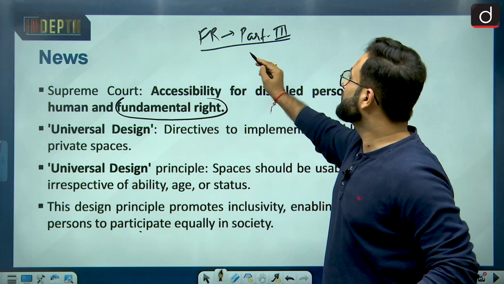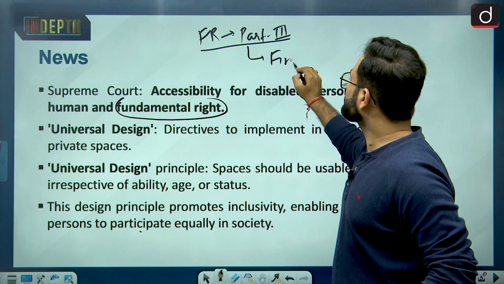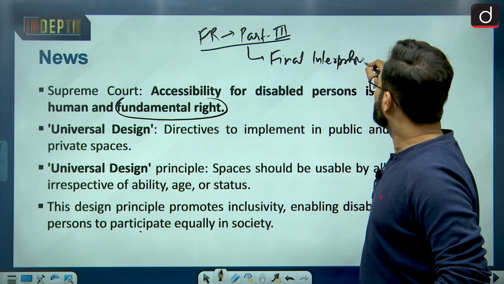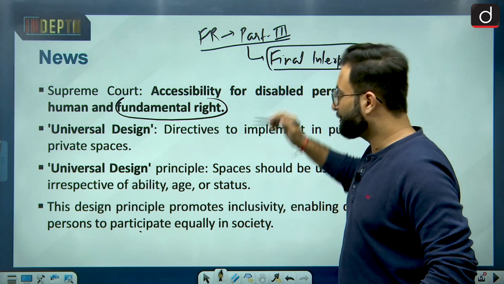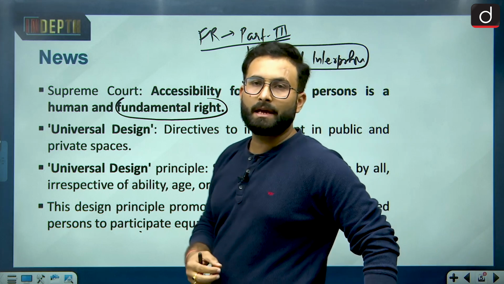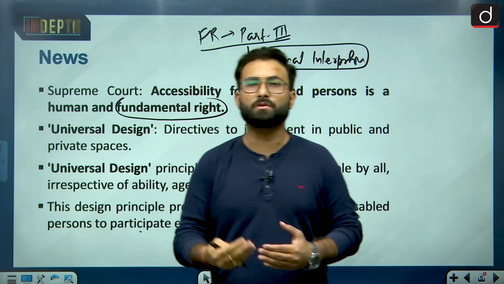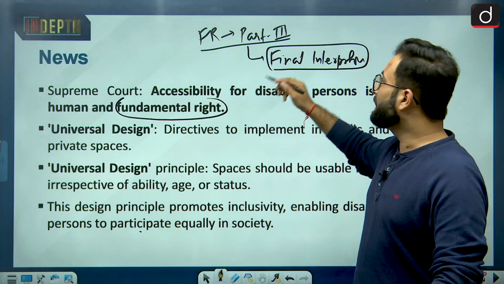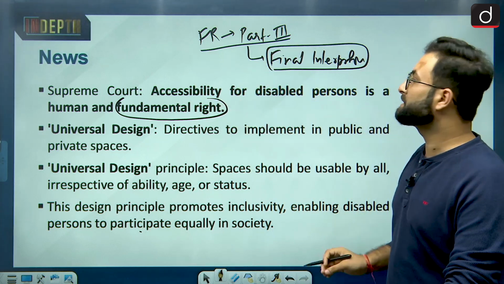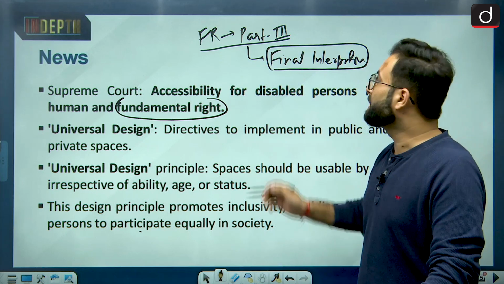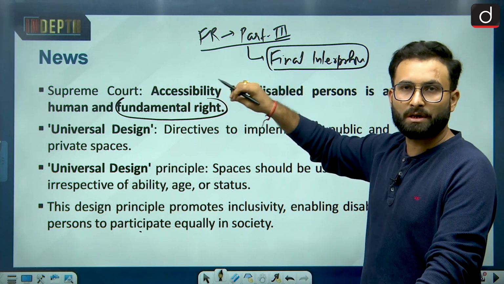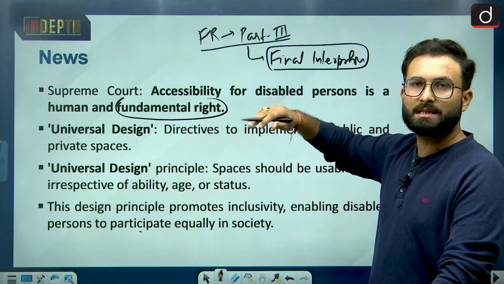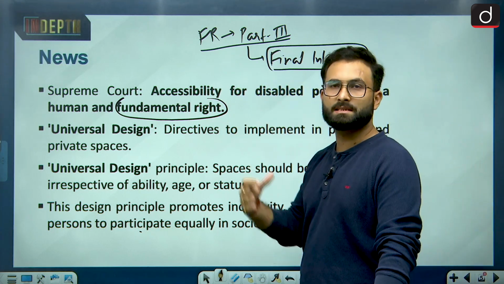So the Supreme Court is basically the final interpreter of the Constitution. With that kind of power, they interpret the Constitution, or you can say they have the final say on the provisions of the Constitution, and they have interpreted Part 3 in a way that they have said that accessibility for disabled persons is a human and fundamental right. That is why we are saying that with this particular judgment, it is also a fundamental right. There are various other rights which have found their existence like that.